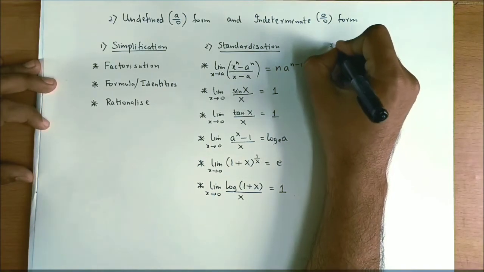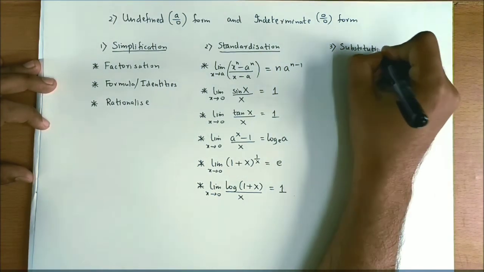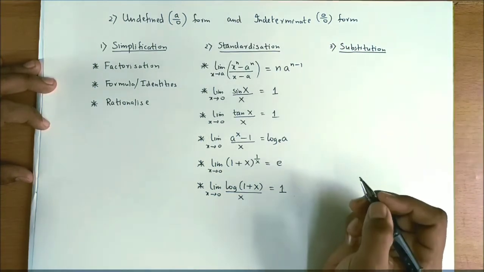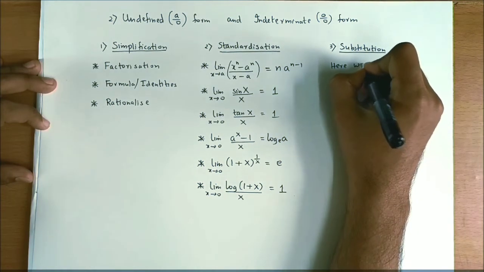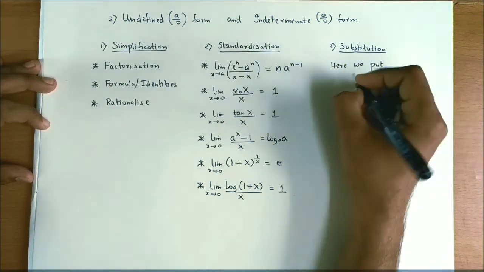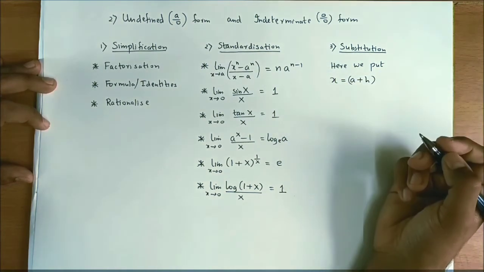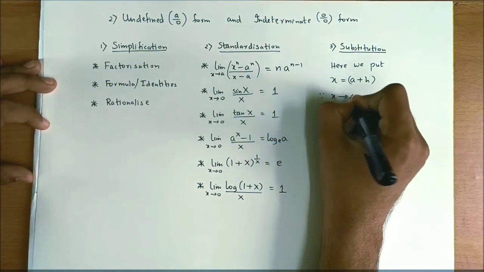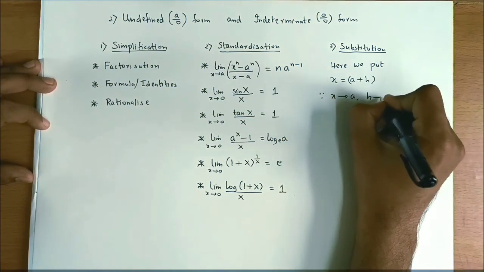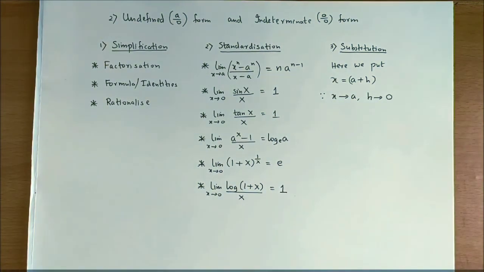And the last, if the first and second approach fail, then you could use the method of substitution. Yes, and see if it works for you. So what exactly we substitute? Here what you do is you put x equal to a plus h. Now a is nothing but the approaching value of x. Then as x approaches a, we could say h will approach 0. So you could try the third method as well. So these are the basic 3 ways of solving a limit in general.